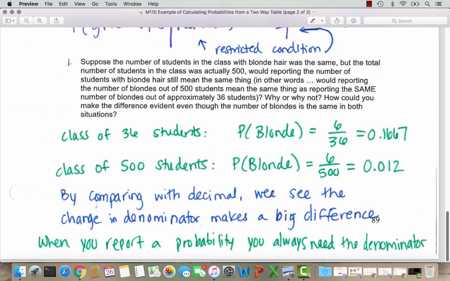So about 15% difference. So when we compare with the decimal, we can see that the change in the denominator makes a big difference. So we can't just report numbers and probabilities. We have to report either fractions so that we can see the denominator or decimal form so that we can do a comparison. So when you report a probability, you always need the denominator if you're writing it as a fraction, or report your probability in decimal form.